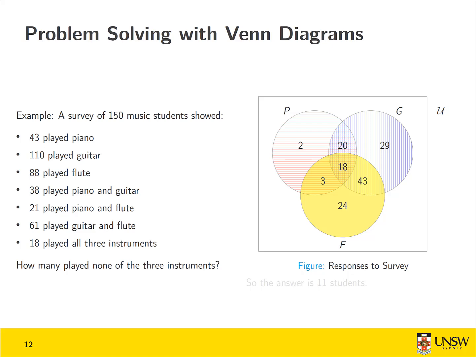Finally, adding up all these numbered sections together gives a total of 139. Since 150 students total were surveyed, we know that the remaining 11 students must lie outside all three sets, and therefore 11 students played none of the three instruments.